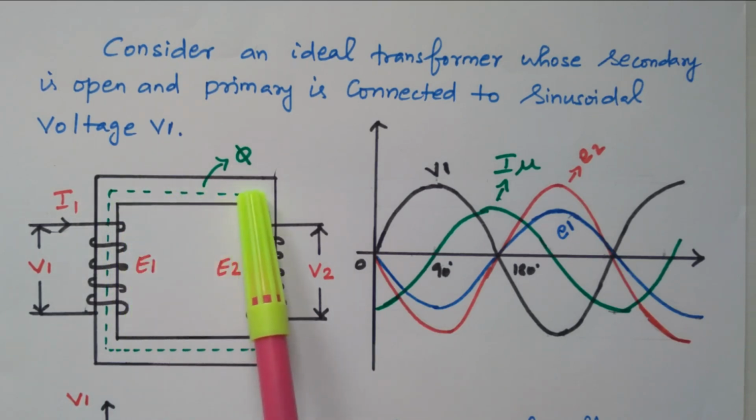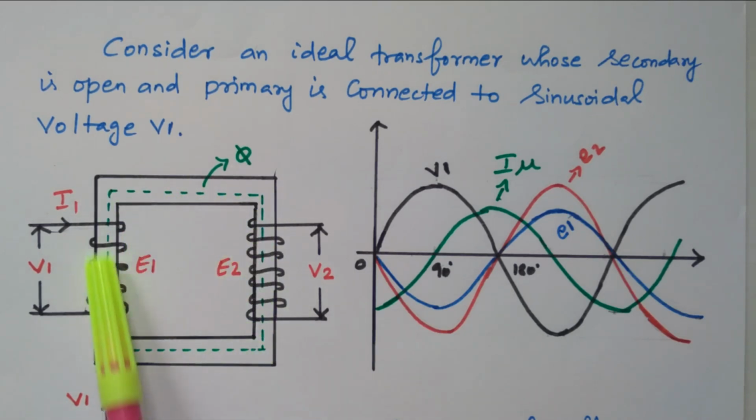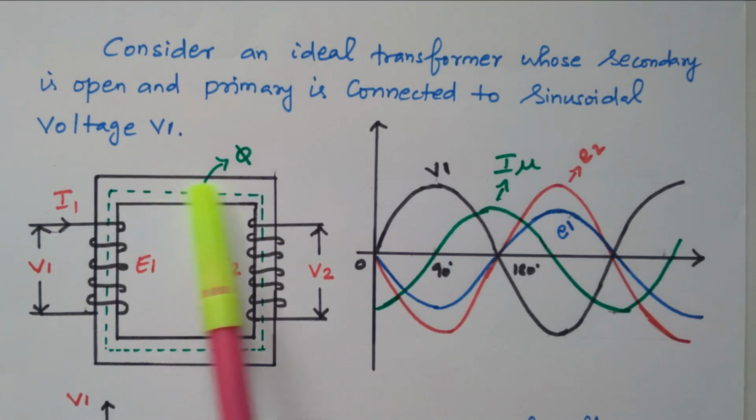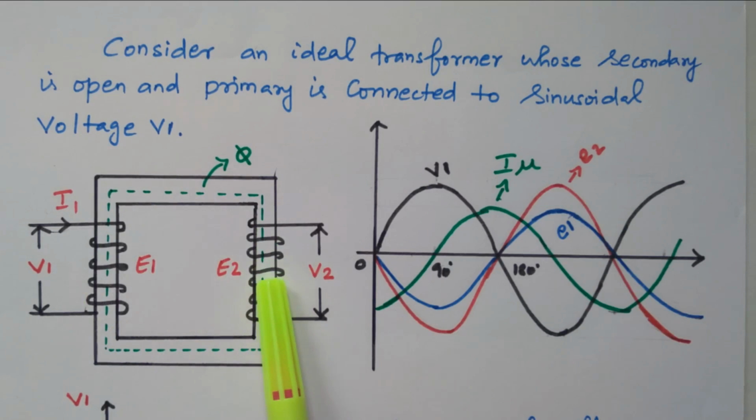When the core is in a square form, the flux also is in a square form. This flux will link with the secondary winding. Due to rate of change of flux, EMF is induced in the secondary winding. Similarly, EMF is also induced in the primary winding. V2 is the voltage available at the terminal outside of the secondary winding.